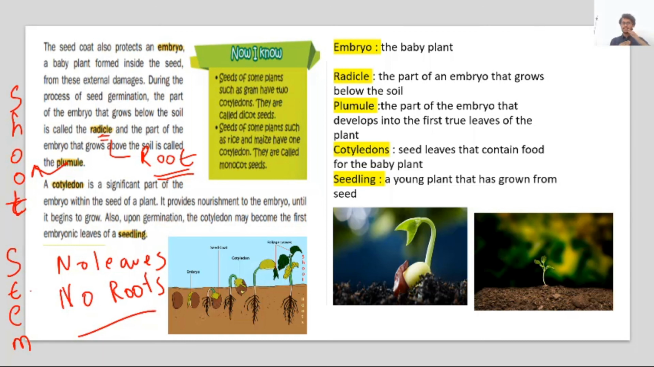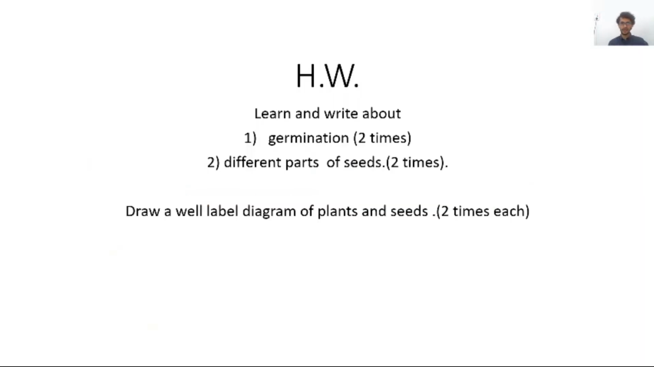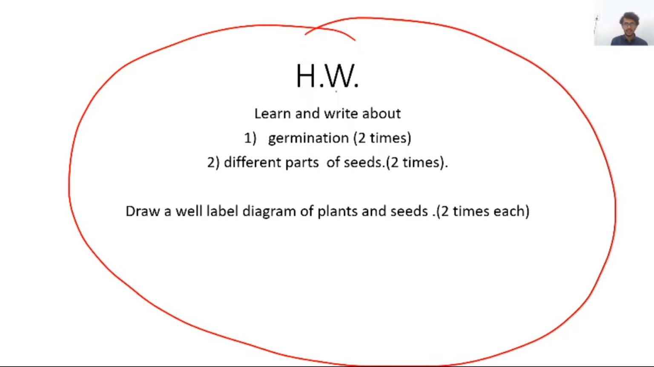I think let's take a break. I will end my class over here and I will give you some homework. Pause the video right now and write this in your homework book. Learn about germination, write the definition of germination 2 times and learn it. You also have to write the different parts of the seeds. I think you just learned them, so I will not tell you the different parts of the seeds right now.